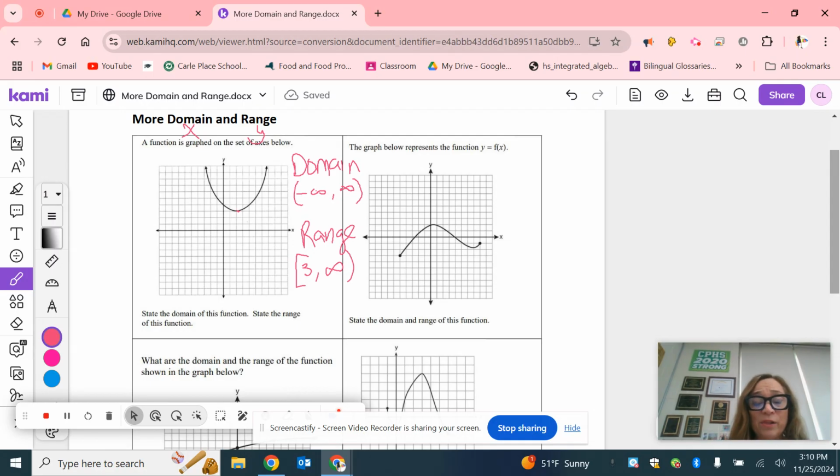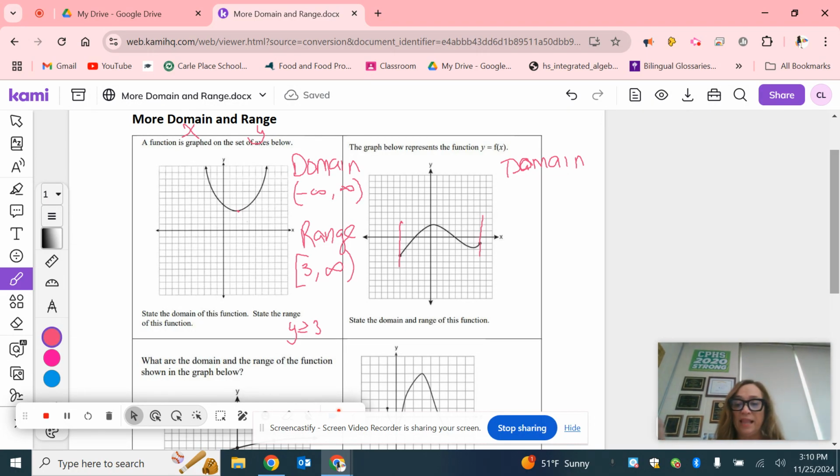And again, there's a couple of ways you can write that. You can also write the inequality, y is greater than or equal to 3. It is helpful if you know more than one way to say the same thing. Okay, so again, domain is the set of x's, range is the set of y's. So domain. It looks like it stops right here, and it stops right here.